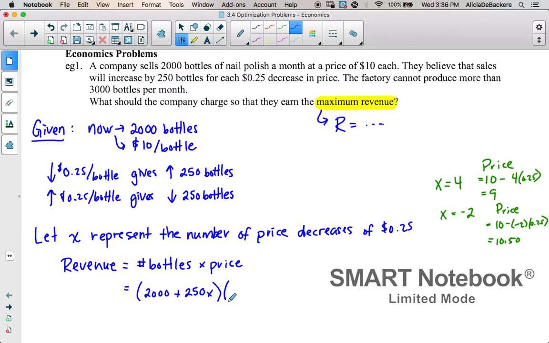Now to come up with the price equation, the price right now is $10, and X is the number of times I'm decreasing by 25 cents, so I'm just subtracting 25 cents X times. And now I have an equation for the revenue in terms of X. I do have another let statement that I need to squeeze in here. Let R represent the total revenue.